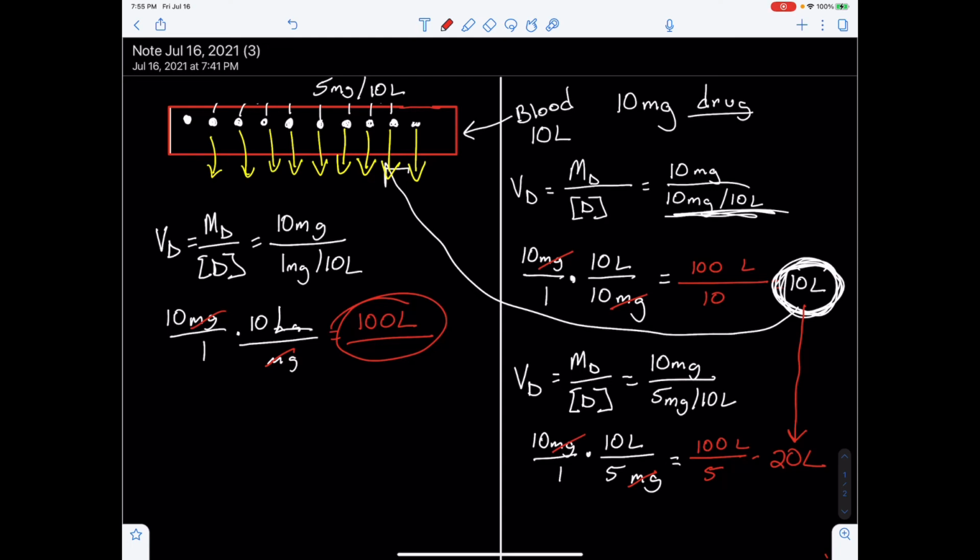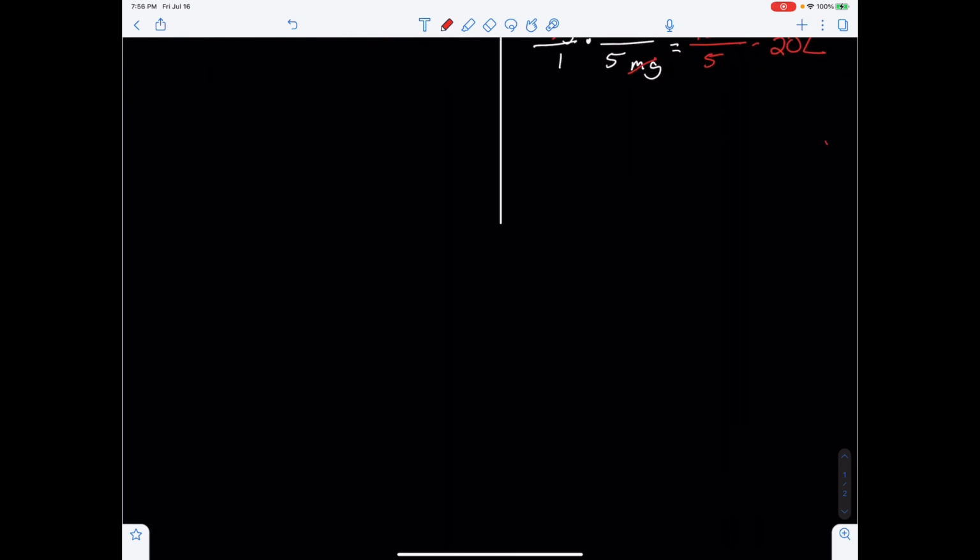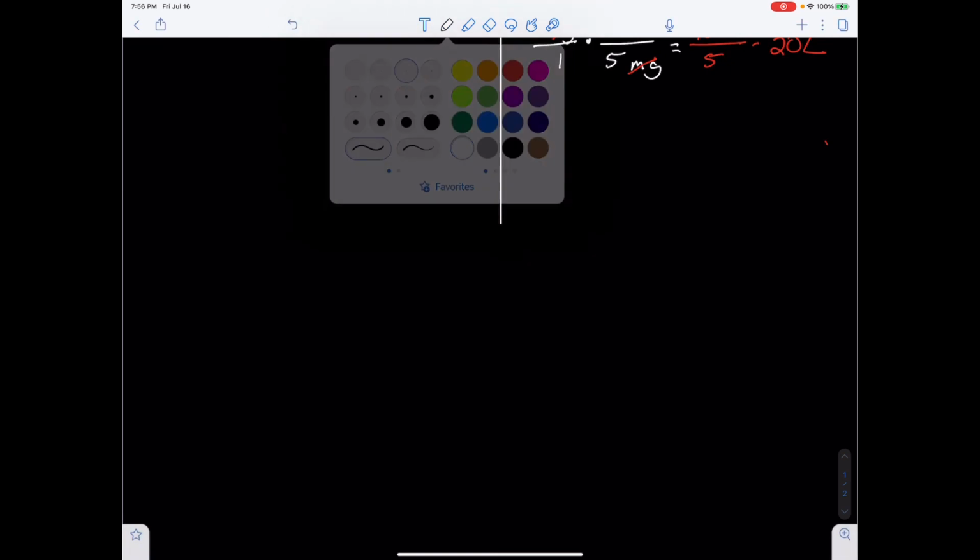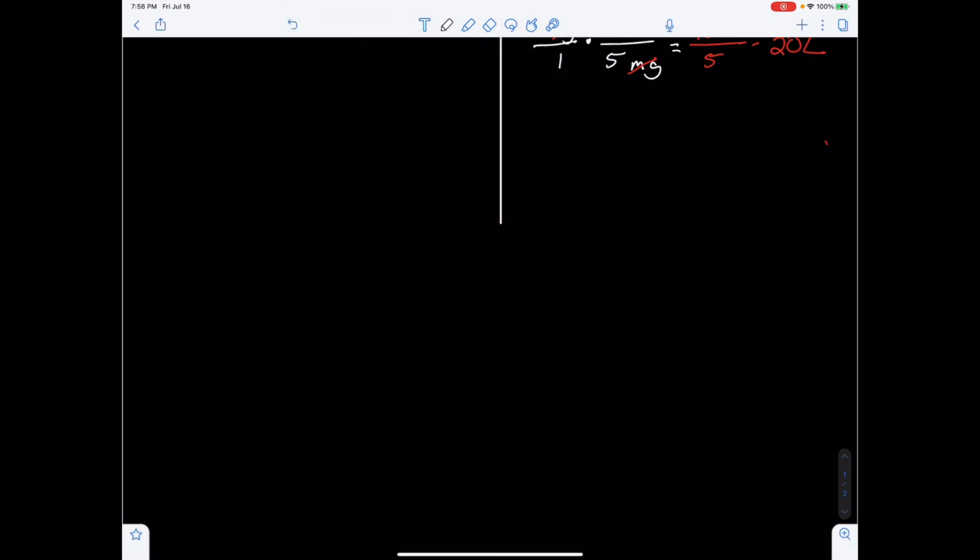If all the drug left, right? If all the drug left, your apparent volume of distribution would be infinite, right? You would have infinite distribution because your concentration is essentially nil at that point. Okay, so what we can then do is we could compare two drugs, right? We have drug X and drug Y.